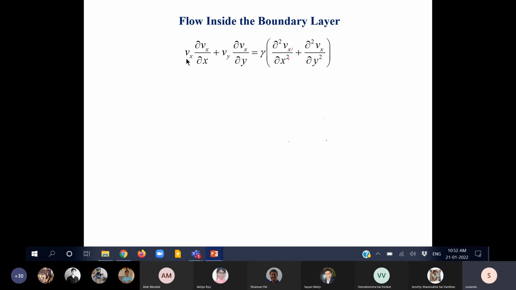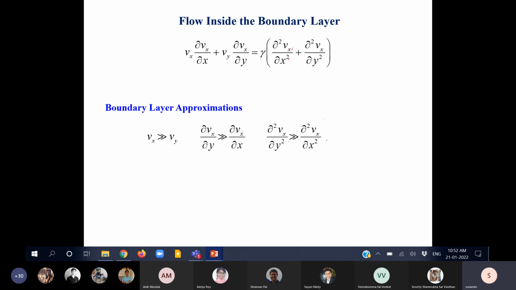In absence of any pressure gradient or any body force, this is the Navier-Stokes equation that you already know. Now in here there are certain assumptions that one can make, which are commonly known as the boundary layer approximations. So the velocity Vx is going to be very large in comparison to the velocity Vy in the perpendicular direction. The del Vx by del y is going to be large as compared to del Vx by del x, which is obvious because the thickness of the boundary layer, this y, is small in comparison to the length scale over which the flow is taking place.